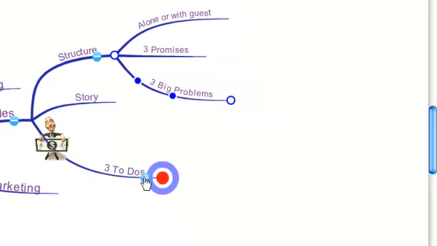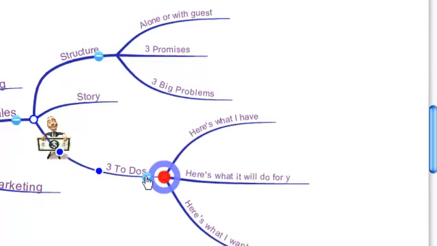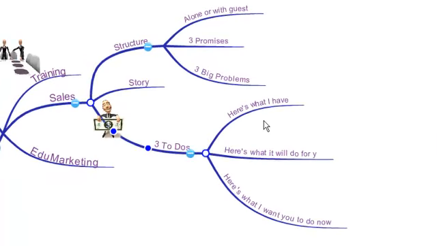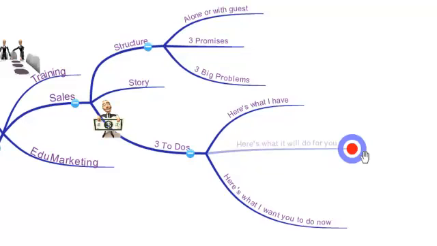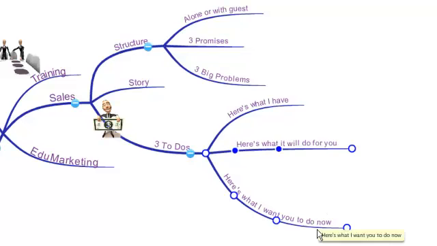And then, three to-dos. You tell people what you want. Say, here's what I have. Here's the product. Here's what it will do for you. That'll tell you what it does. And here's what I want you to do now. Send them to the page. Send them to the button where they can buy it. Send them to the link where they can get more information. So, those are the three most important elements in getting to a close. Here's what I have. Here's what it'll do for you. And here's what I want you to do now.